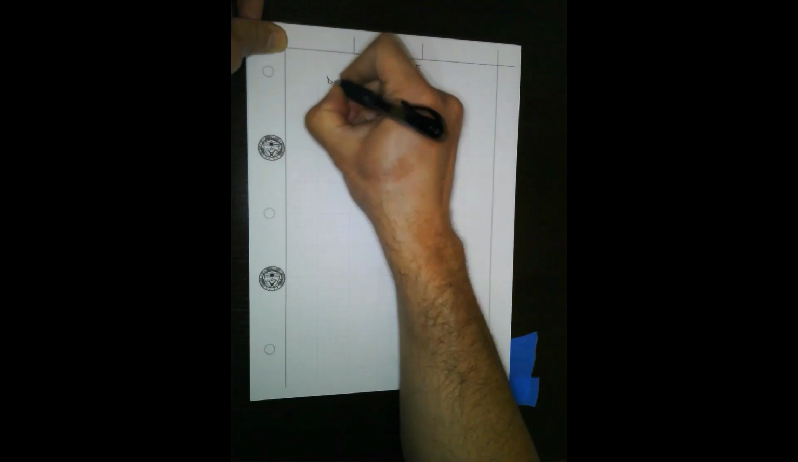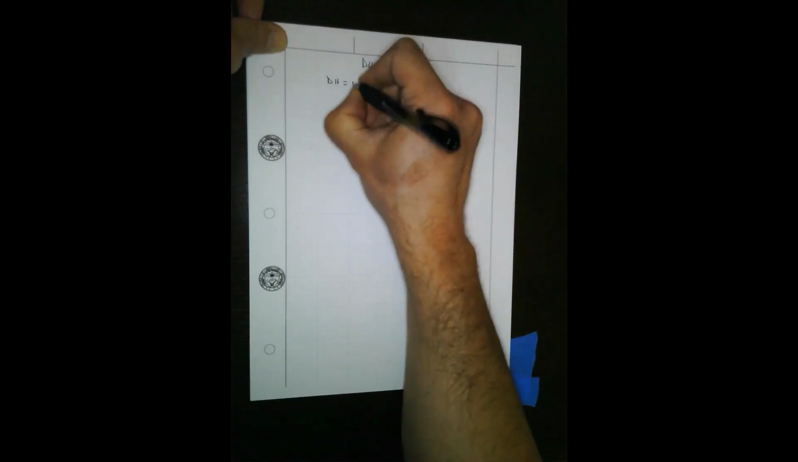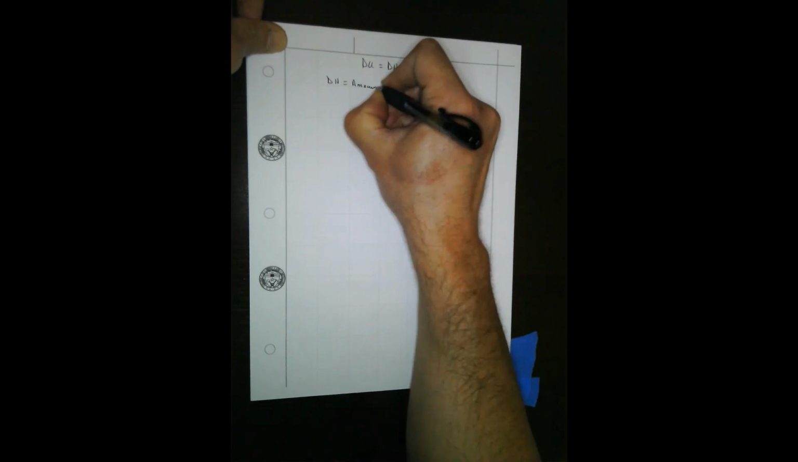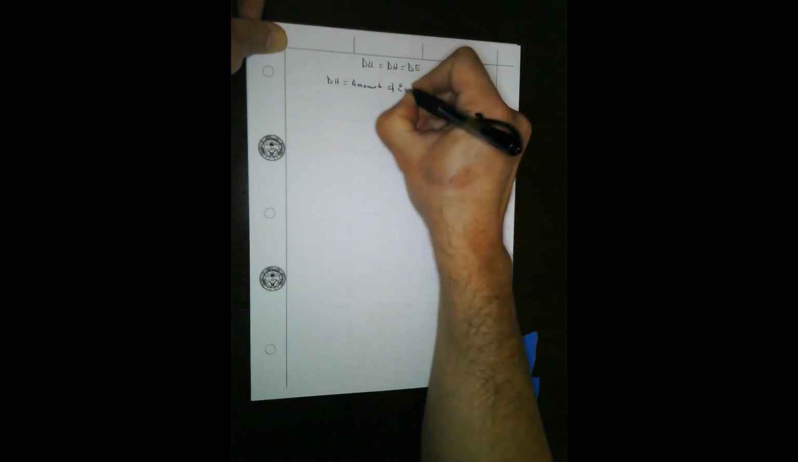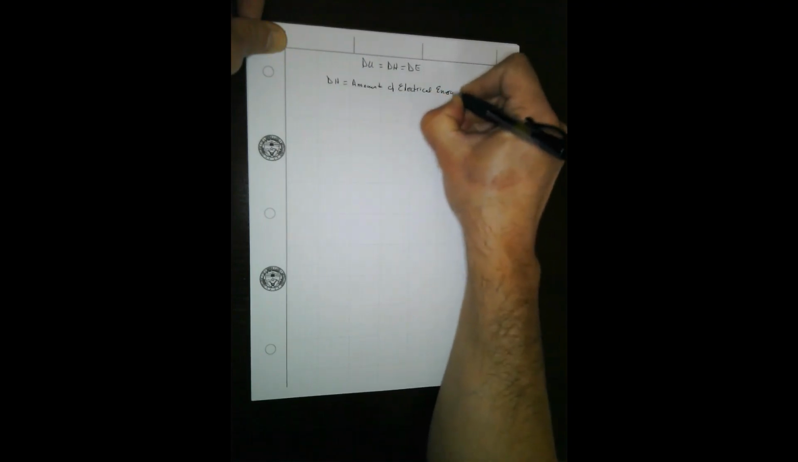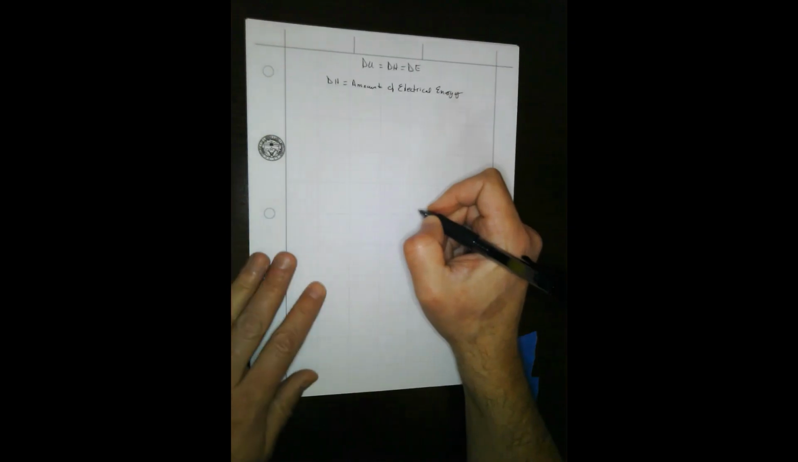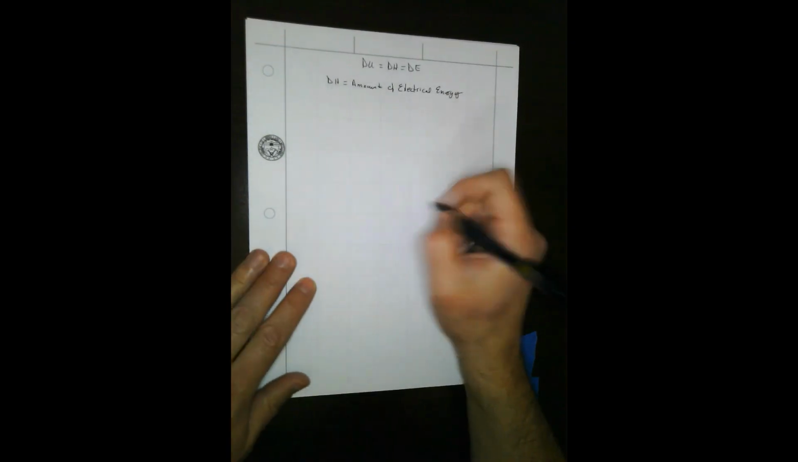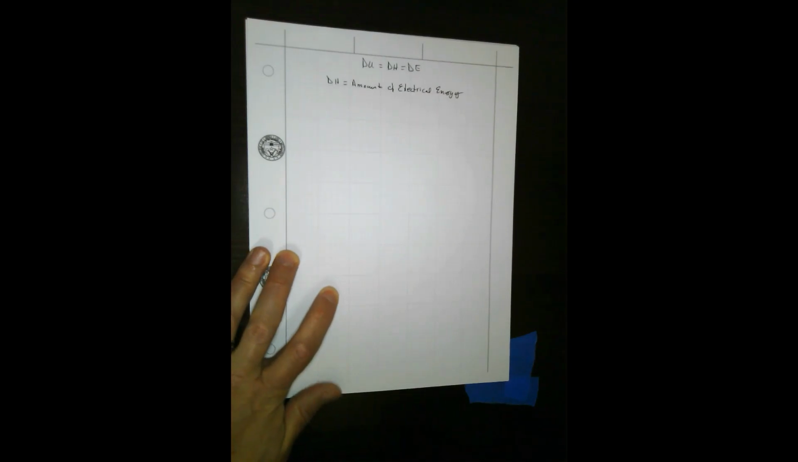So in this case, delta H equals the amount of electrical energy. So the delta H equals our electrical energy. And if you go back to the previous slide, we had 150 kilograms of scrap iron. It's actually 150 metric tons, so it's 150,000 kilograms of iron.